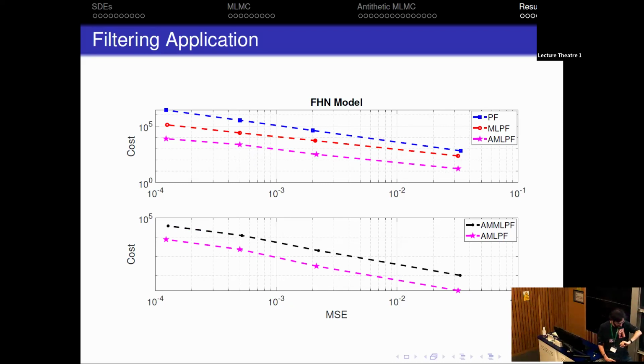Something that I will mention in the last 30 seconds, which connects with the theme of this workshop, which is about sequential Monte Carlo: there is a version of this multi-level idea with SDs.